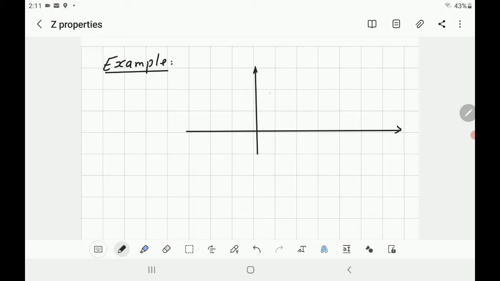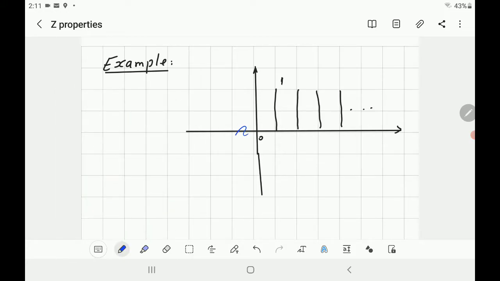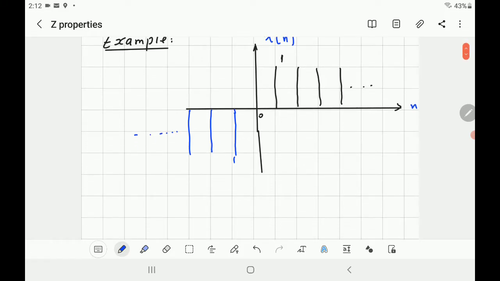Let's say that you have a sequence, and this sequence has a unit step from 0 up to infinity, and on the other side we have a unit step but flipped, from minus infinity to 0. It's equal to 1. So that's the sequence that we have now, and we wish to find the transform of this sequence.